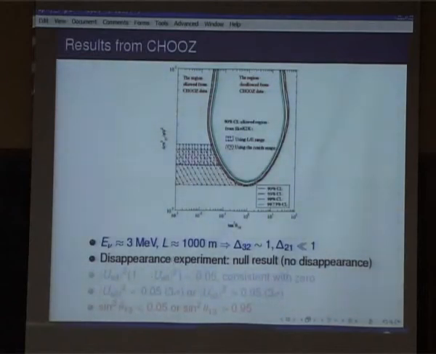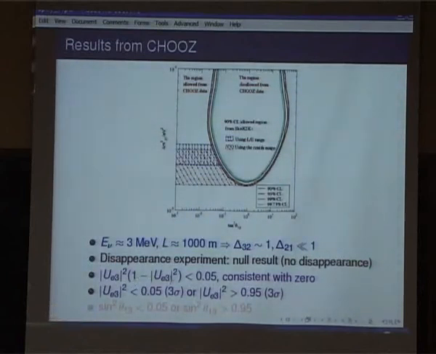disappearance, which told you that this coefficient, which was U_e3 squared times 1 minus U_e3 squared, was less than 0.05. There are of course some error bars, so you can't have the quantity equal to 0, but you have some upper bound. The upper bound was about 0.05, consistent with 0. So what this means is either U_e3 squared is less than 0.05 or U_e3 squared is more than 0.95. So theta 13, therefore, would be either very small, so sine squared theta 13, which is U_e3 squared, is either less than 0.05 or greater than 0.9. So one of them is the truth.